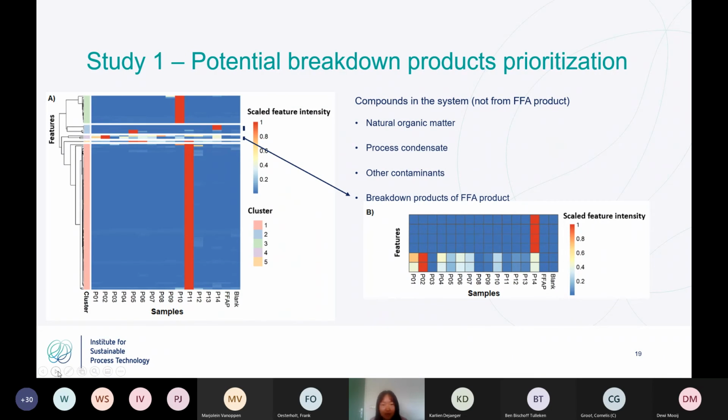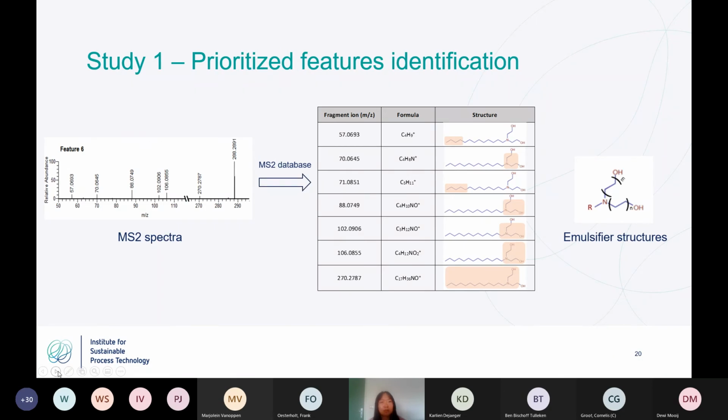If we go to the next slide, to identify these compounds we use the LCMS results. On the left side is the MS2 spectra, the tandem mass spectrometry, and each peak in this spectra represents a fragment of the compound. In the table in the middle, you can see the structures highlighted for each peak. For example, the first peak with the number 57 is actually from the 4 carbon part in the structure column. By collecting all the substructures and putting them together, in the last row you can see the structure of the complete compound.